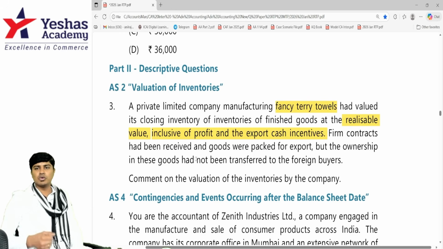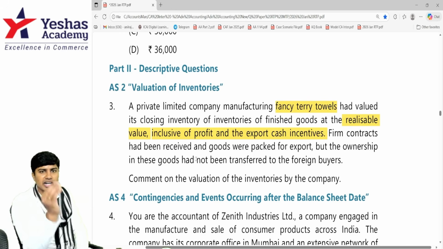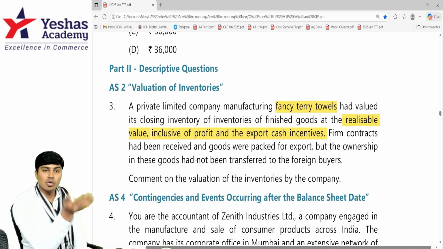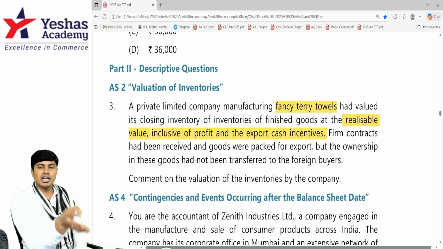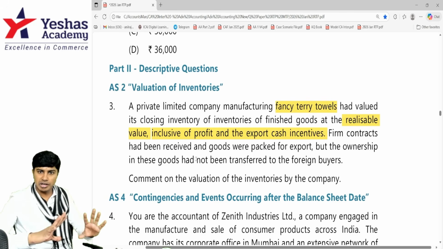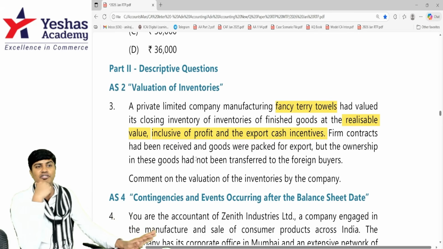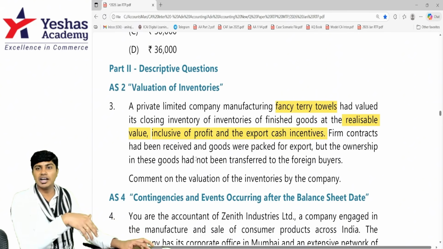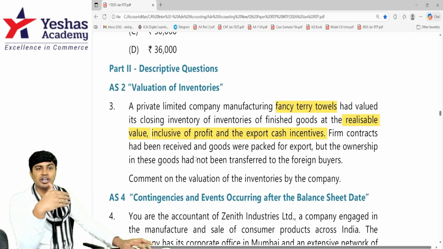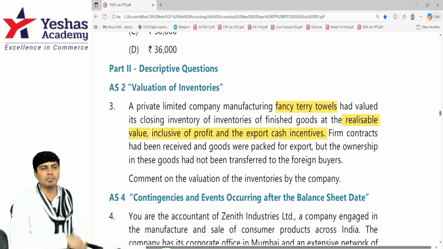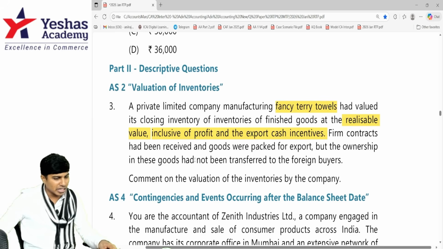Obviously, no. When will the ownership get transferred? As per accounting standard 9, risk, reward and effective control should be transferred. Only then the ownership is transferred. Only then you can recognize your sale. Here, they've received order. They've manufactured towel. They've packed it. They've kept it. They've not sent yet. Already they're recognizing 1000 rupees as the value of one towel, where the manufacturing cost is 100. So they're pre-booking how much profit? 900. Is it right? This is recognizing the profit before being earned. So incorrect. Comment on the valuation of inventories by the company.